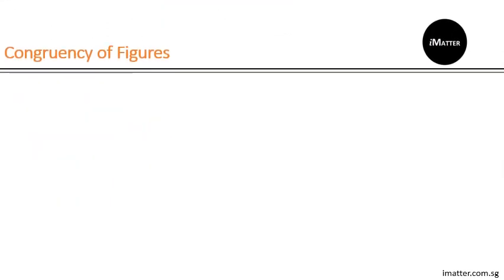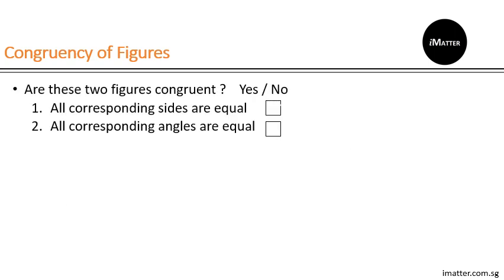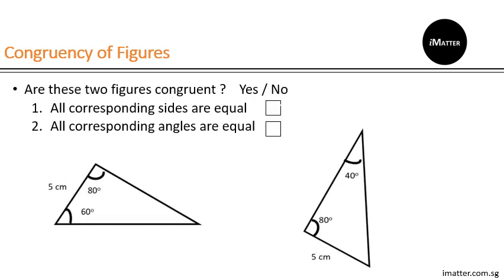Let us take a look at an example of congruency of figures. When we look at this problem sum, we will notice that not all information is presented. The figure on the left shows that the indicated side is in between two angles, while in the figure on the right, the indicated side is not between two angles. So you must ask yourself, is there sufficient information to prove congruency of the figures?